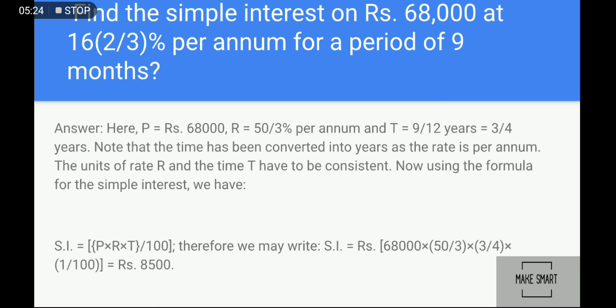Now using the formula for simple interest, we place the values. First the P value 68,000, next the rate of interest 50 by 3, into time 3 by 4, and divide by 100. Then you can get 8,500. This is the answer, the simple interest. You can calculate it on your calculator or using pen and paper, and you will get this answer correctly.